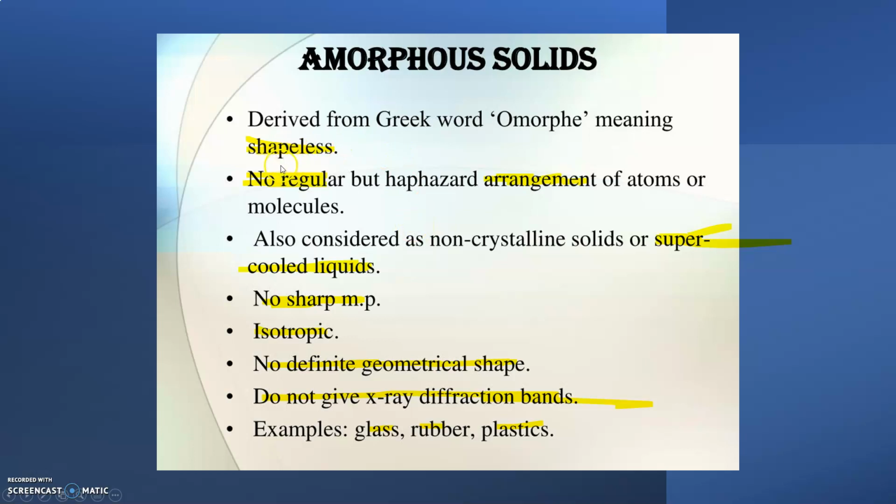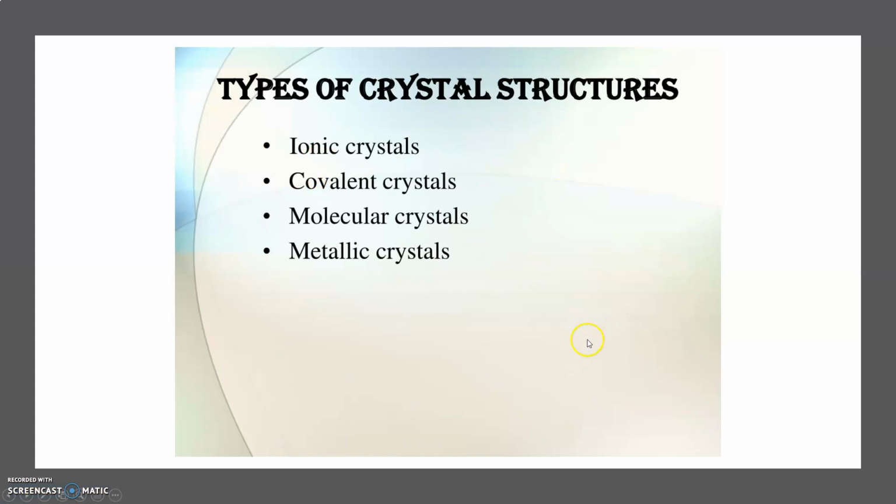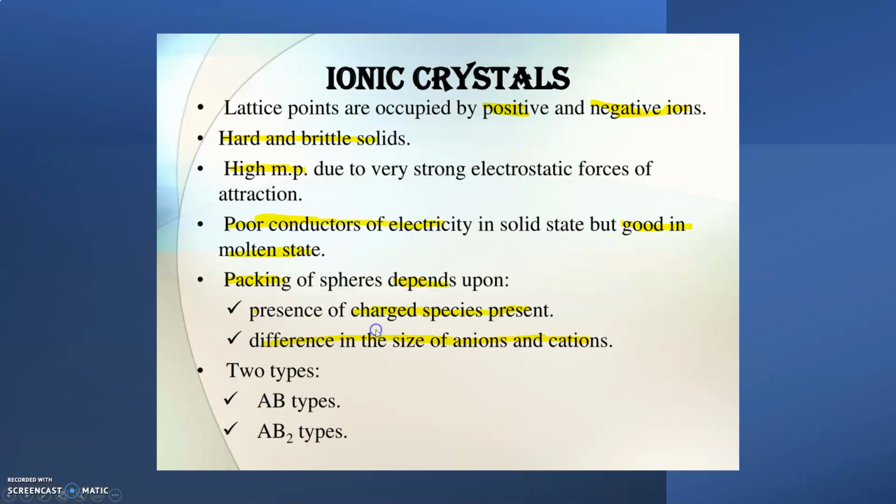The amorphous solids are shapeless. They have no regular arrangement. They are considered supercooled liquids. They have no sharp melting points. They are isotropic. It means that the properties are the same in one direction or another. No definite geometrical shape. They do not give X-ray diffraction bands. Examples are glass, rubber, plastic. The types of crystal could be ionic crystals, covalent crystals, molecular crystals, or metallic crystals.